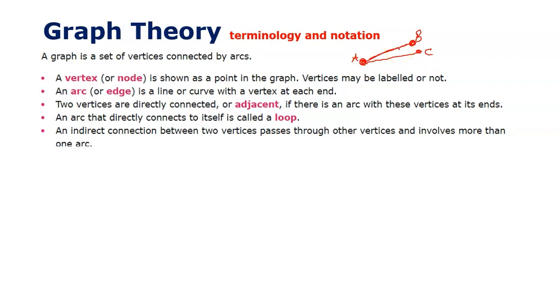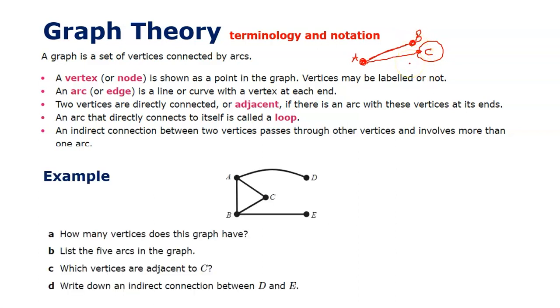An arc that directly connects a vertex to itself is called a loop. You might think that's a loop, and you can see it basically joins onto itself. And an indirect connection between two vertices, like an indirect connection between B and C: you can see B and C are joined, but not directly. So all this is the terminology. You need to know it.